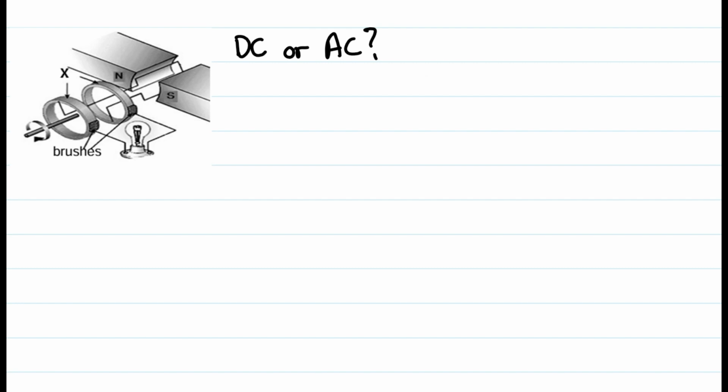So this is not a DC generator. This is an AC generator. Now, I've already told you, but can you guess what that X is? That is a slip ring, not a split ring. They do not have a gap.